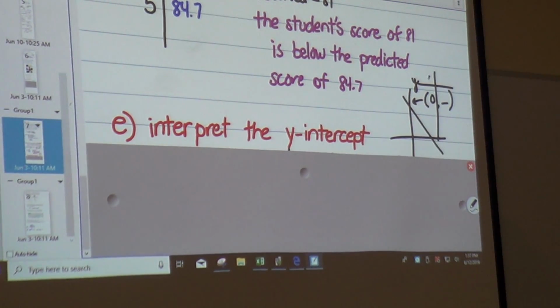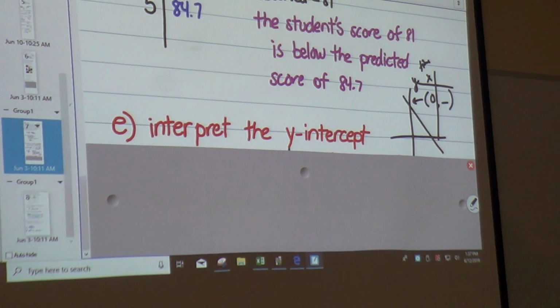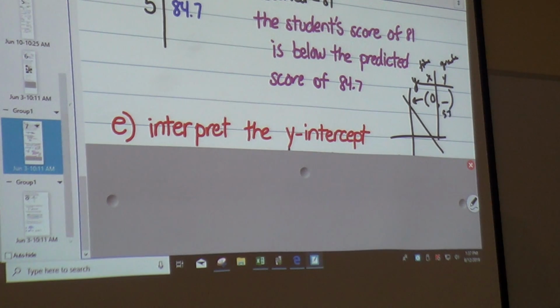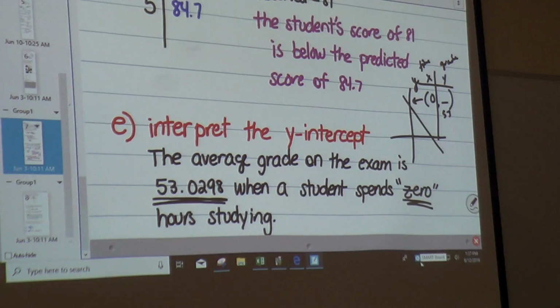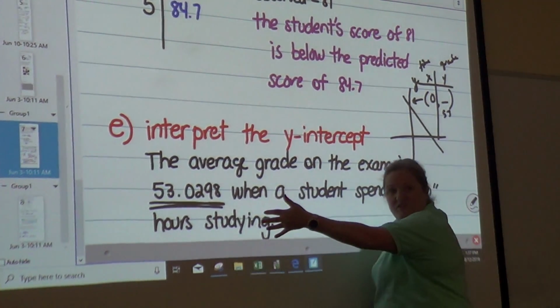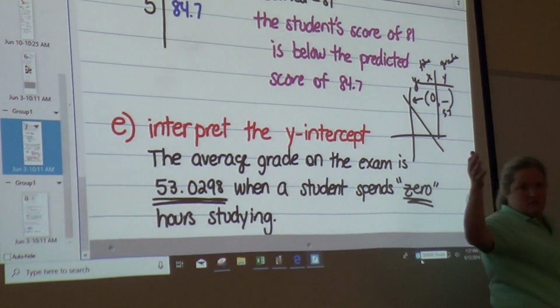So, what does this first column mean? The x, which represents how much time he spent studying. And what does the second column mean? The Y, or grade. We've already said that if he studies 0, he's going to make a 53. We really talked about that, we just didn't call it the y-intercept.